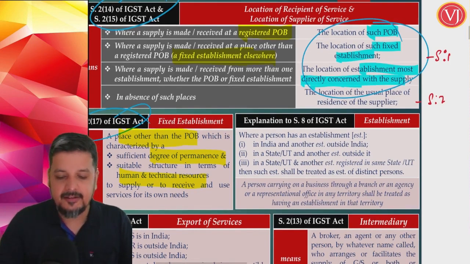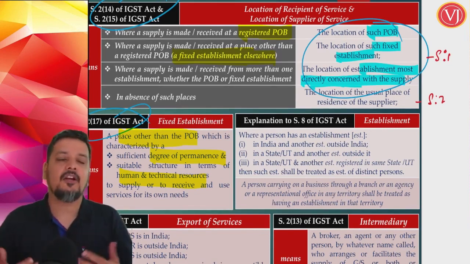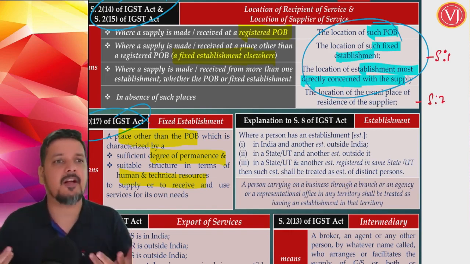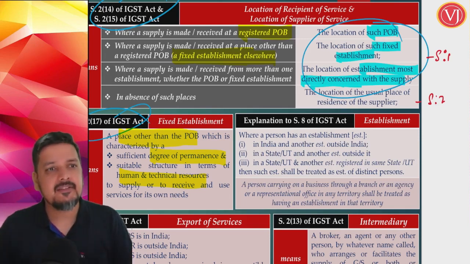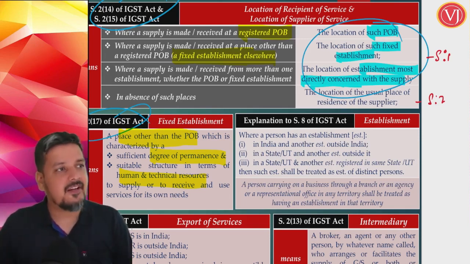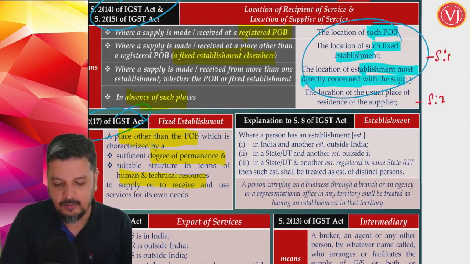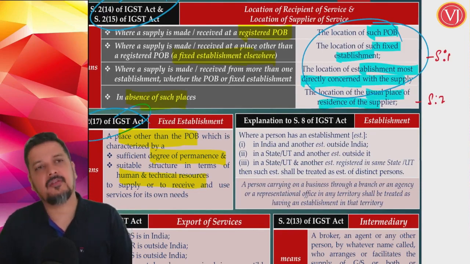What if I tell that I don't have any place of business or fixed establishment? Is it possible for me to provide service without a place of business or fixed establishment? Yes. In the service sector, it is possible. I may not have any place of business or fixed establishment. Say for example, a commission agent or a faculty. They may not have any place of business or a fixed establishment. In that case, what will be the answer? We're talking about the usual place of residence.